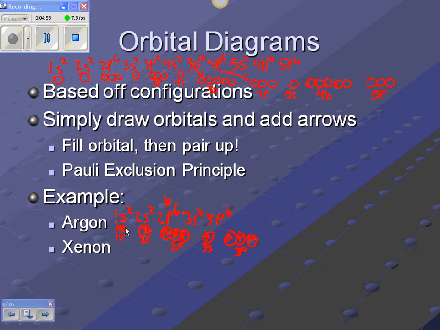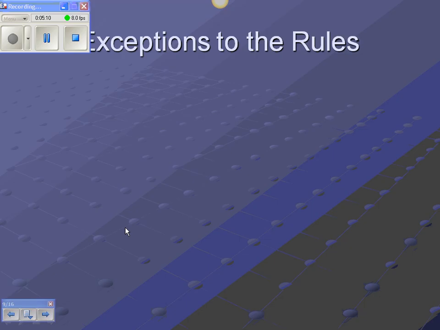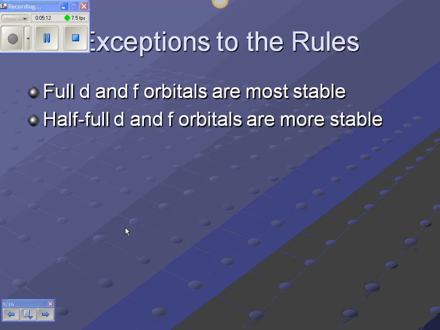1, 2, 3, 4, 5. Then they'll pair up: 6, 7, 8, 9, and 10. And then 1, 2, 3, 4, 5, and 6. Okay. Same thing holds true with the Fs and everything else. So pretty simple, pretty straightforward. There are exceptions to this.